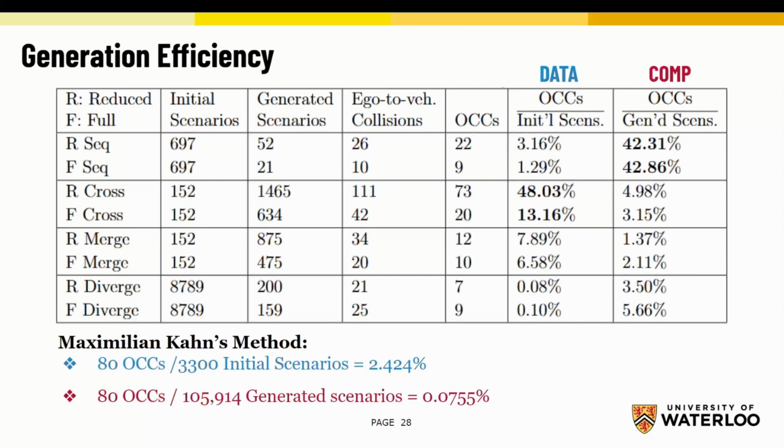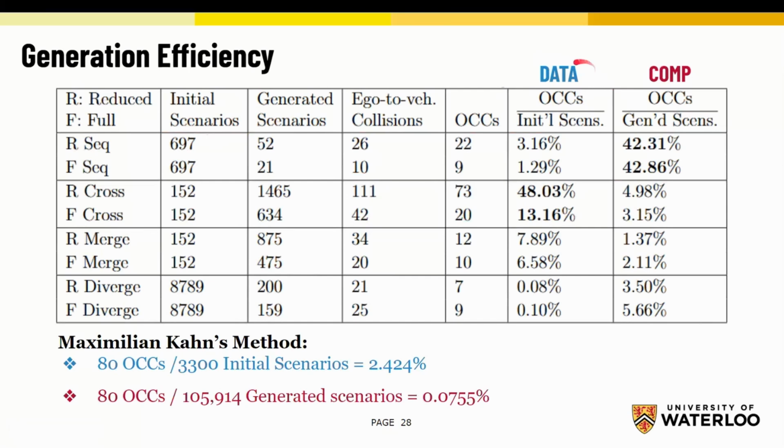Okay, generation efficiency. Where is my pointer? On the left here, we have reduced and full. Previously, I mentioned that removing all other vehicles before we inject anything was optional. Reduced means we removed all vehicles. Full means we have kept them in. We're interested in two columns here. OCCs divided by the initial number of scenarios we put into the system, and OCCs divided by the number of generated scenarios that we've created.